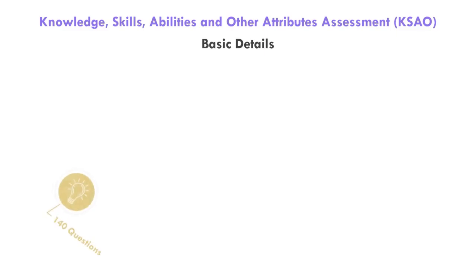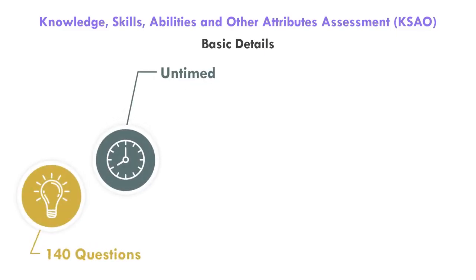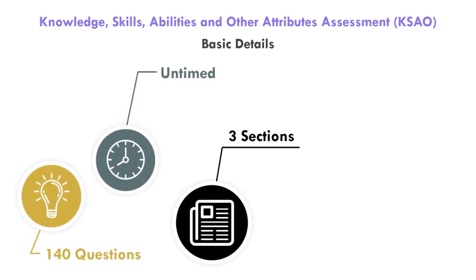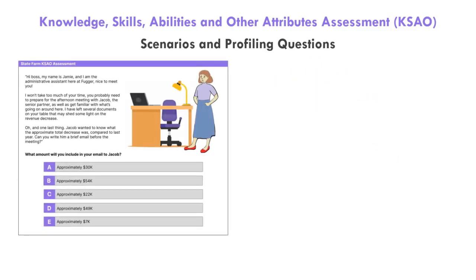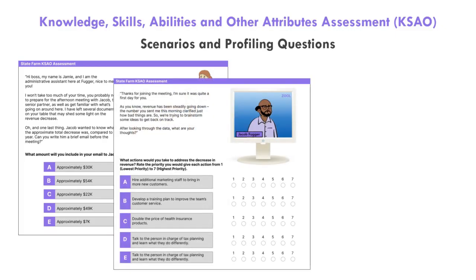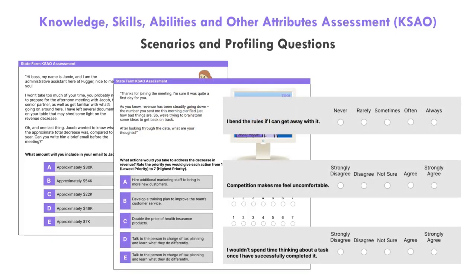Let's go. Okay, so the KSAO assessment contains around 140 questions across three sections and focuses primarily on your behavior and personality. Through a variety of scenarios and profiling questions, the test is going to measure whether your personality is what State Farm believes is required to succeed as one of their independent agents.